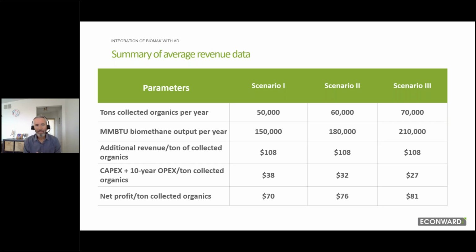Now, we created these 3 scenarios of revenue data where we have 70,000 tons of collected organics per year, but we put 3 different levels of contamination. So 70,000 with 20,000 tons of contaminants, so only 50,000 tons of organics, 60,000 tons, and 100,000 tons. And you can see there the cost per ton, how the cost per ton hovers between $38 when it's highly contaminated to $27 when it's not contaminated. And that's your total cost of ownership for the next 10 years. Look at the net profit between $70 and $80. And this is counting only a mix of D5 type of RINs. When you go into D3 RINs, this is way higher.